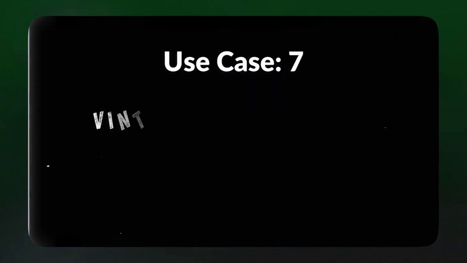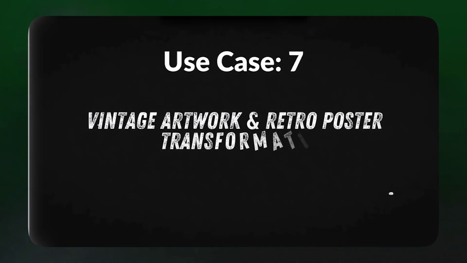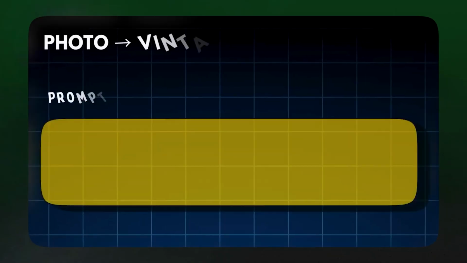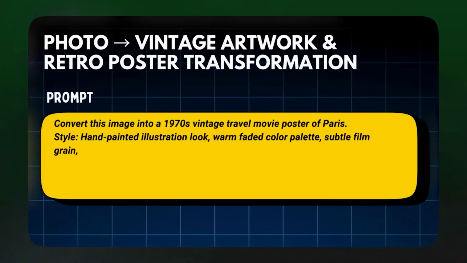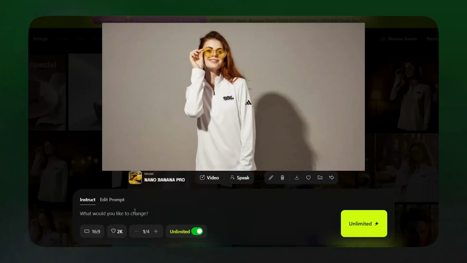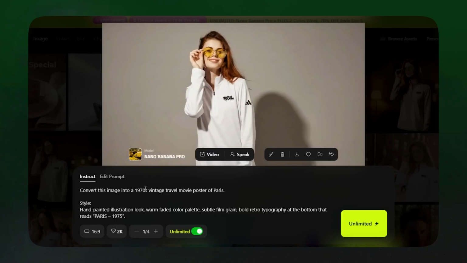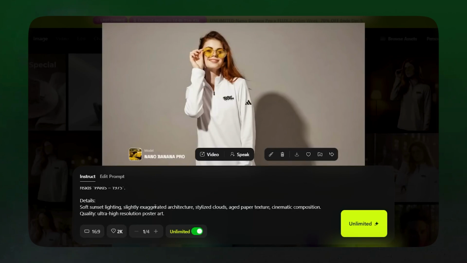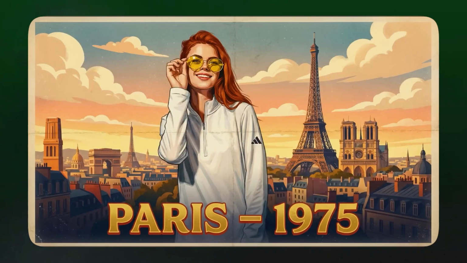Now we move into something more artistic. Because Nano Banana Pro doesn't just recreate reality, it can also send your images back in time by transforming modern photos into vintage cinematic posters from past decades. Convert this image into a 1970s vintage travel movie poster of Paris. Look at the faded color tones. It looks like a real poster printed in the 1970s.